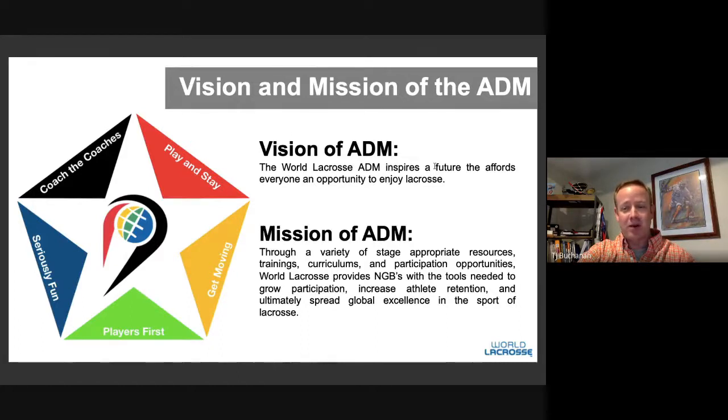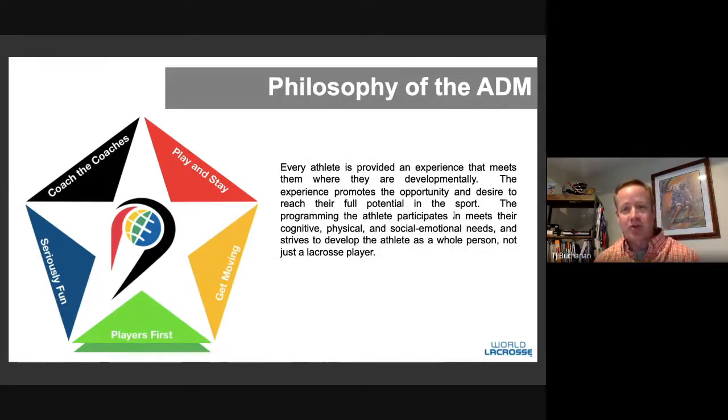World Lacrosse ADM inspires a future that affords everyone an opportunity to enjoy lacrosse. So right off the bat, we're saying this is for everyone. It's not just for young athletes. It's not just for coaches. It's for everyone in how this all fits in. And then we have our mission there. The next thing we had to do was really state our philosophy, and this is our why, or why it's important to us. We came up with five core values, if you will, that we're using to drive the rest of the programming that we're providing for athlete recruitment and retention, for coach development, for coach retention, things of that nature.